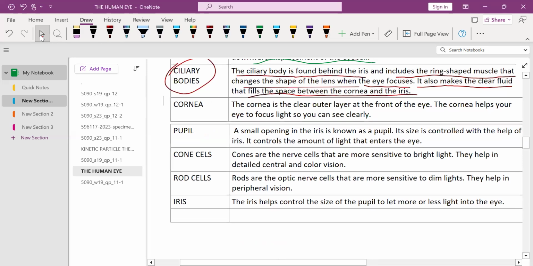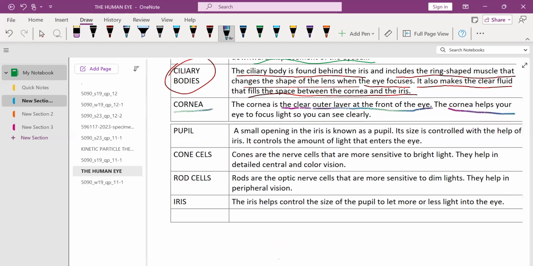Then we have the cornea. The cornea is a clear outer layer at the front of the eye, and this helps your eye to focus the light so you can clearly see, as the cornea is the transparent layer of the eye. So for the function of the cornea, you can simply say that it's a transparent layer. It helps the light to reflect and bends the light so the image is formed at the retina.